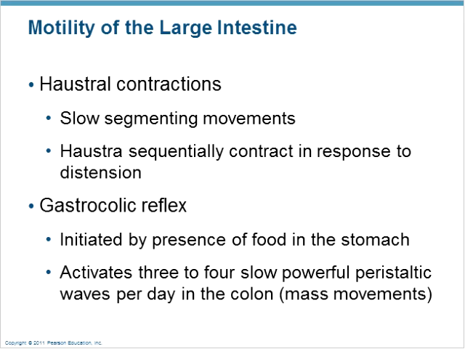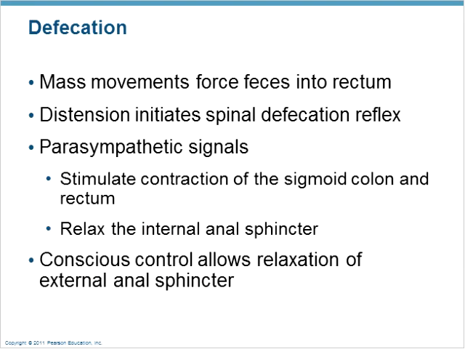The motility of the large intestine includes what are called haustral contractions, which are slow segmenting movements. The haustra sequentially contract in response to distension. The gastrocolic reflex is initiated by the presence of food in the stomach. It activates 3 or 4 slow, powerful peristaltic waves per day in the colon, causing mass movements. And that's the gastrocolic reflex I talked about before that children don't have very good control of, but you start to develop control as you get older.